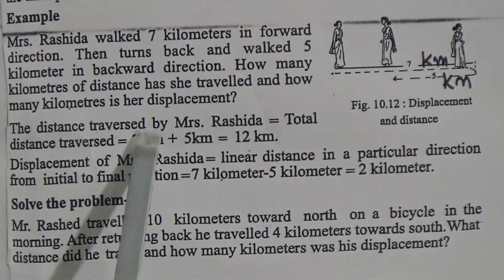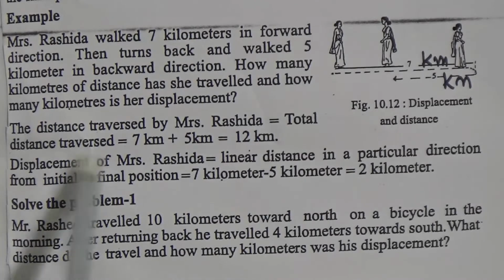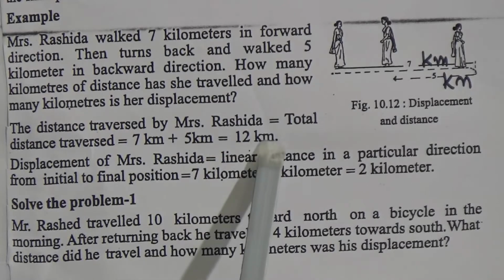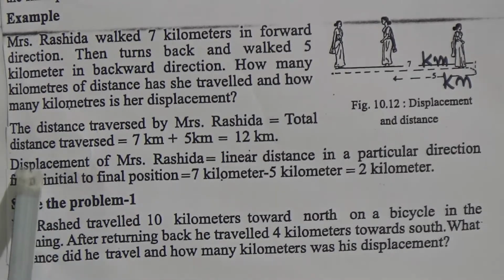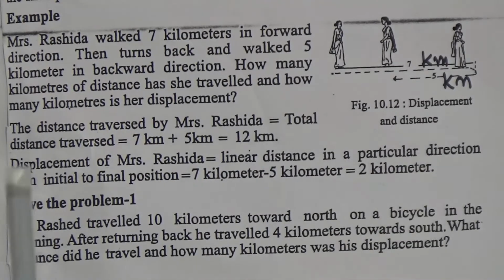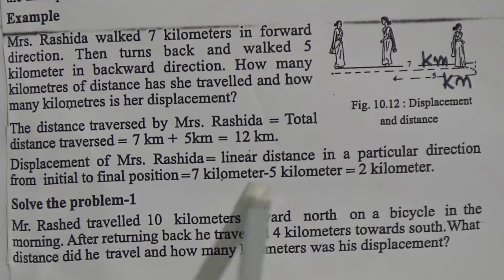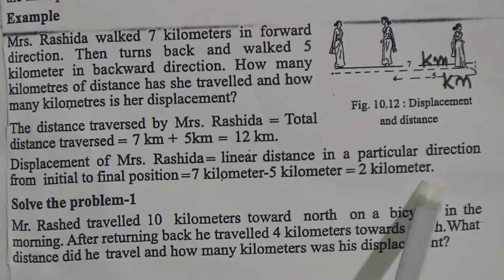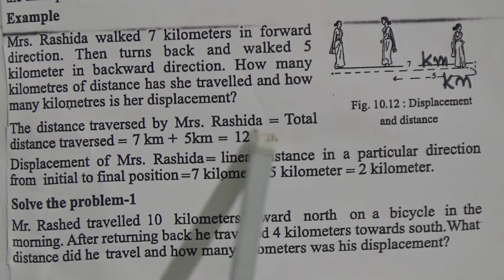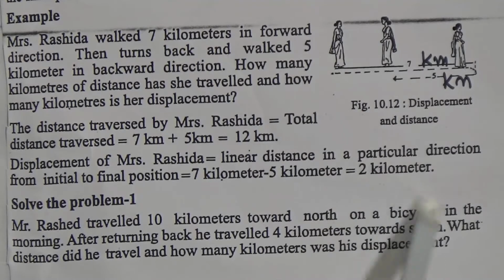The distance covered by Mrs. Rashida is equal to total distance traversed. That means 7 plus 5 equal to 12 kilometers. But displacement of Mrs. Rashida is linear distance in a particular direction from the initial to final position equal to 7 kilometer minus 5 kilometer equal to only 2 kilometer. That means distance covered by Mrs. Rashida is 12 kilometer and displacement of Mrs. Rashida is only 2 kilometer.